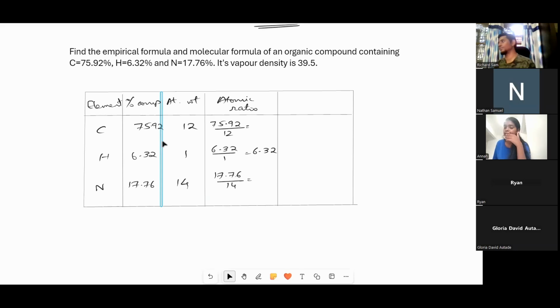Did you get it? Answer? First one I got 632.6. Think 75 divided by 12. It will be 632. What did you all get?